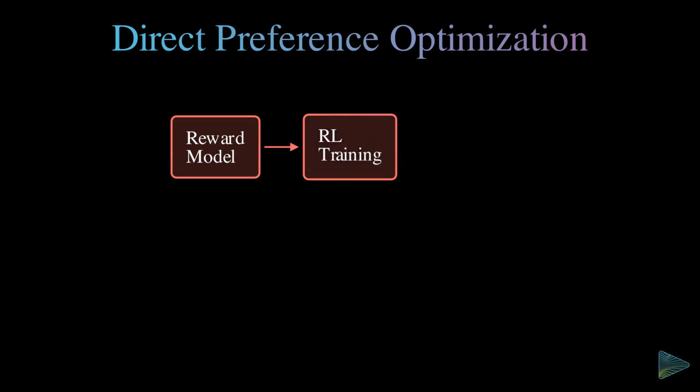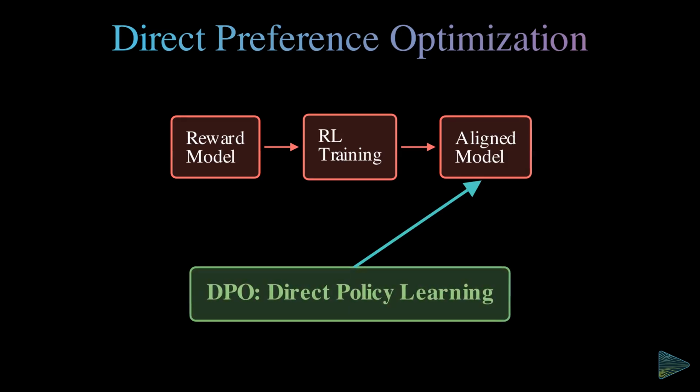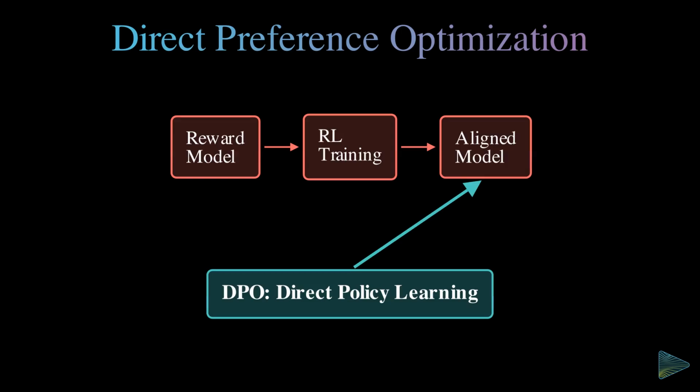Welcome to Direct Preference Optimization, DPO. This tutorial explains how to align language models with human preferences without traditional reinforcement learning. Unlike RLHF, which requires training a reward model and running an RL optimization stage, DPO learns the policy directly from preference data, eliminating both explicit reward modeling and RL.